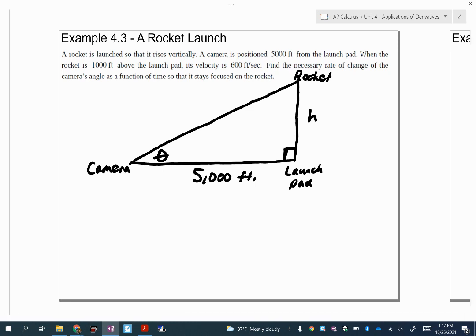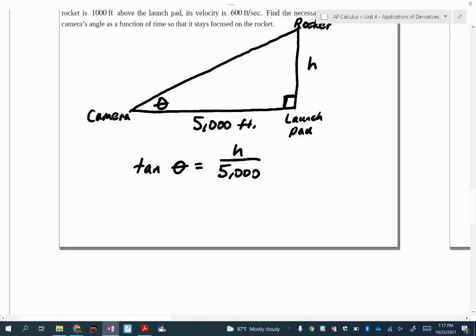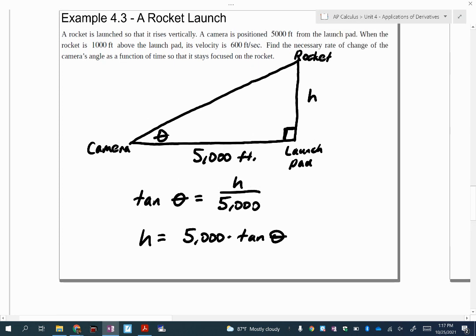So if I think about SOHCAHTOA, I know you thought that was going away. It's back again. SOHCAHTOA for this would be tangent. Tangent is the opposite side over the adjacent side. So I'm going to write the tangent of theta equals h over 5,000. And I'm going to solve for h. All right, solving for h will move that 5,000 over a multiplication. So h equals 5,000 times the tangent of theta. Okay, so that's my first step, to write that equation that relates both of these variables.